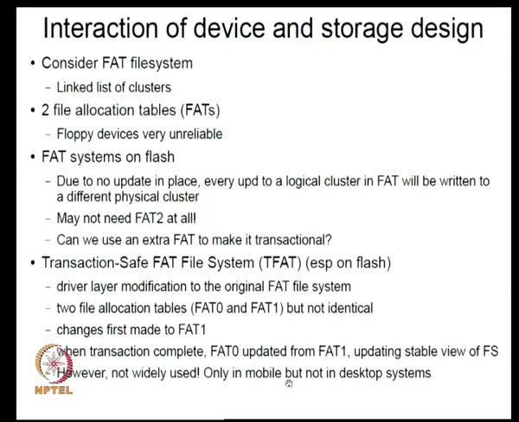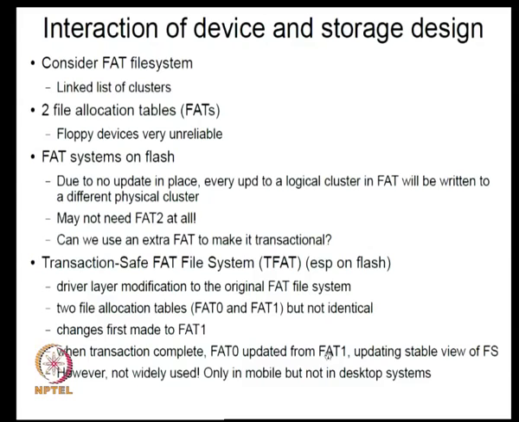And what do we do here? You basically change the design of this file system, a driver level modification to the original FAT file system. So you still have two FATs, FAT0 and FAT1, but these are not going to be always synchronized. What do you do? First you make changes to FAT1, and only when you know that all the changes corresponding to a file system operation are complete, then you try to update FAT0 from FAT1.